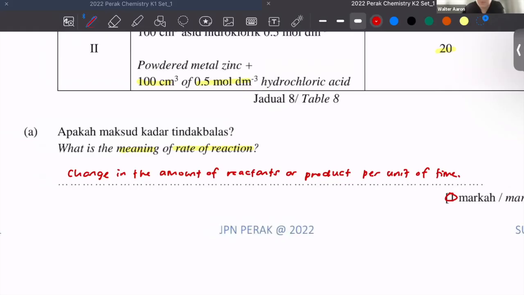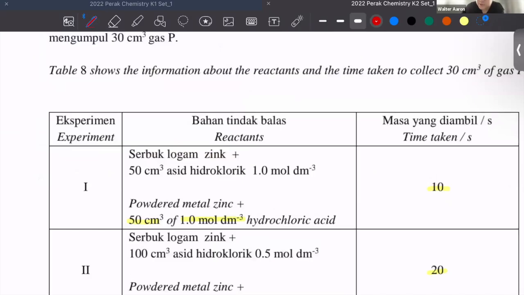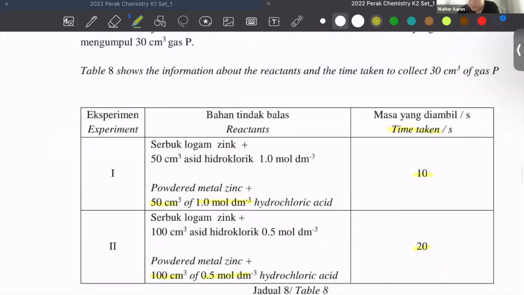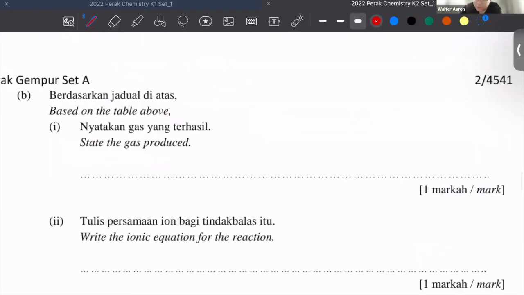If they ask you for operational definition, then it must be exactly from the question itself. For operational definition, you can say that the time taken for the amount of hydrogen gas to be collected over time. That gives me an answer. So for B, state the gas produced. The gas that is produced over here will be hydrogen gas.